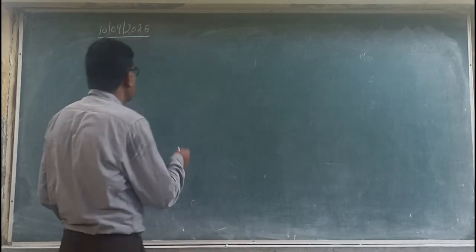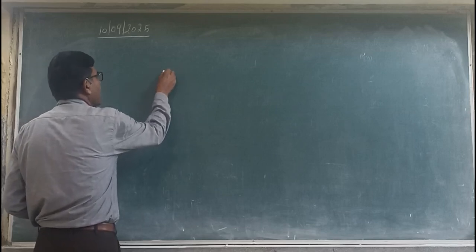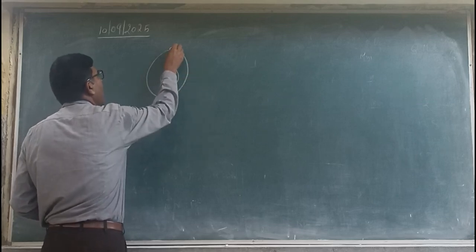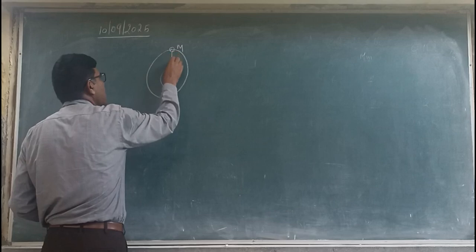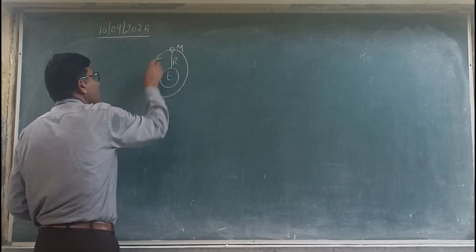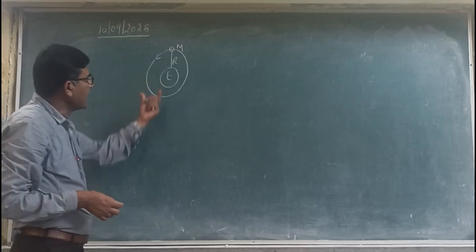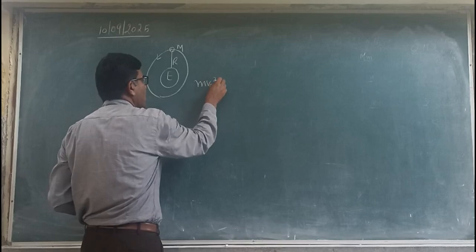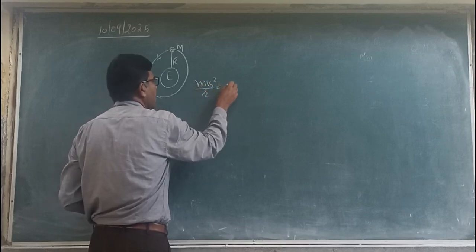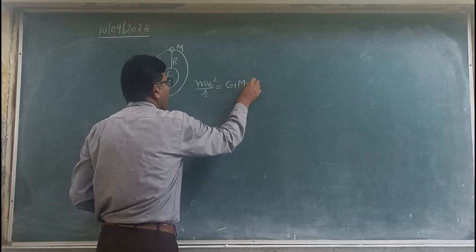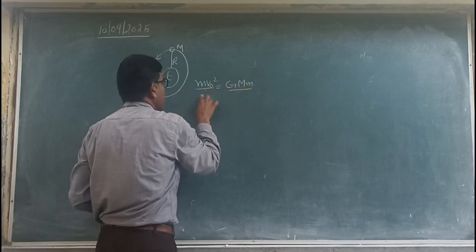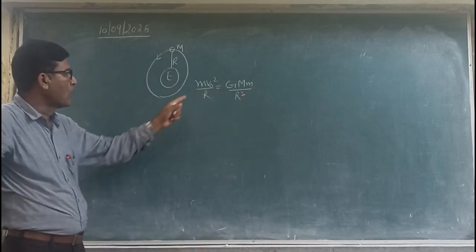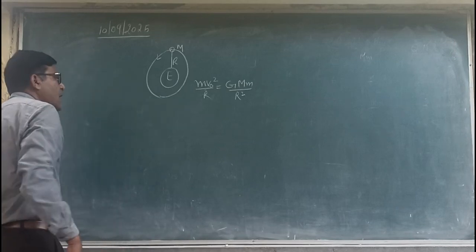Consider this. This is Earth. This is the orbit of the moon. This is the distance r. The moon is moving this way. You know that this is circular motion, and the centripetal force m v naught square by r is equal to GMm upon r square. Capital M is the mass of Earth, small m is the mass of the moon, and r is the radius.